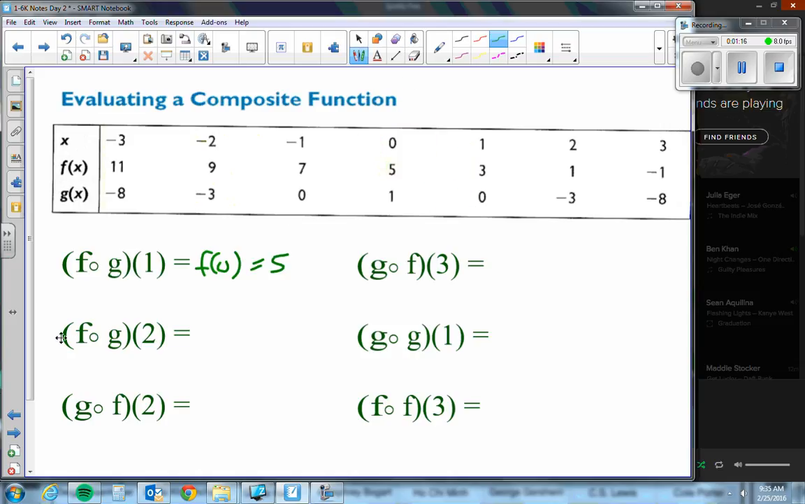To do f of g of 2, you don't have this, just watch. You start with g of 2, which is negative 3, and then that goes into f. So what is f of negative 3? We're done. And once again, the output from the inner function becomes the input for the outer function.